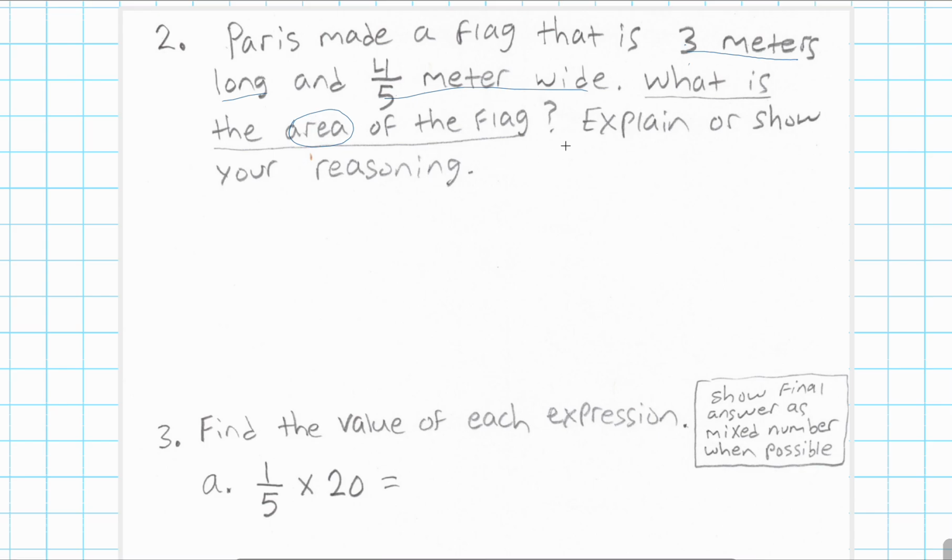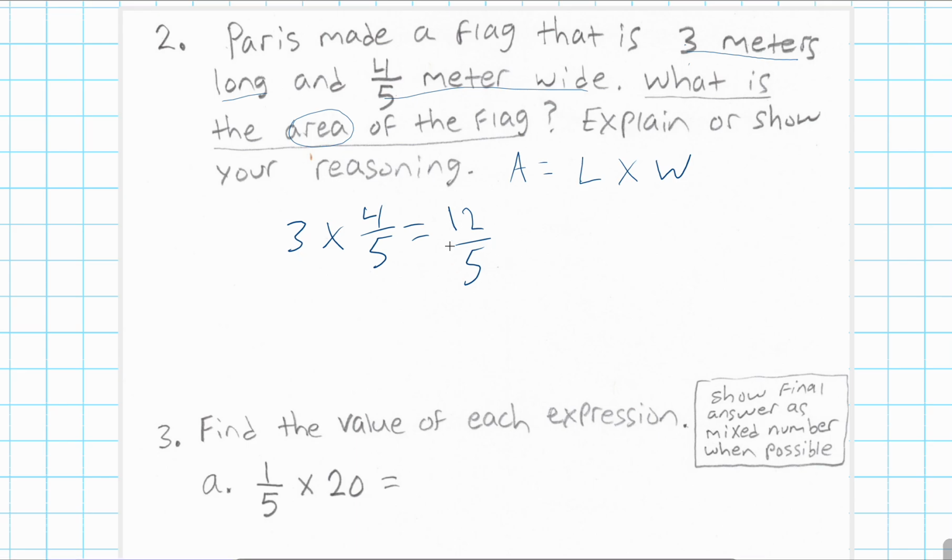So what is the formula for area? Area equals length times width. So we have our length, 3 meters, times our width of 4/5. So all we have to do is multiply this whole number by this fraction to find this area. So 3 times 4, that's going to give us 12/5.